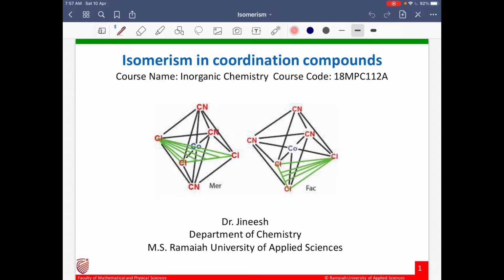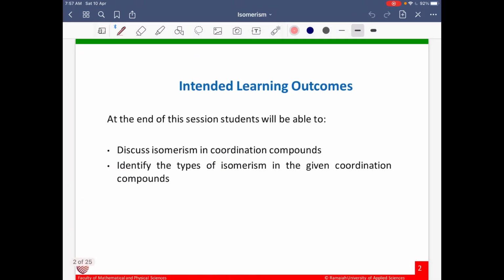Welcome to the video lecture on isomerism in coordination compounds. At the end of this session, students will be able to discuss isomerism in coordination compounds and identify the types of isomerism in the given coordination compounds.